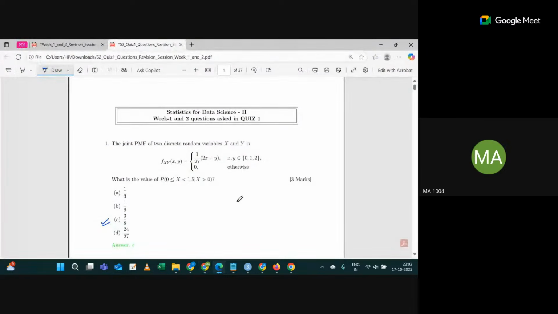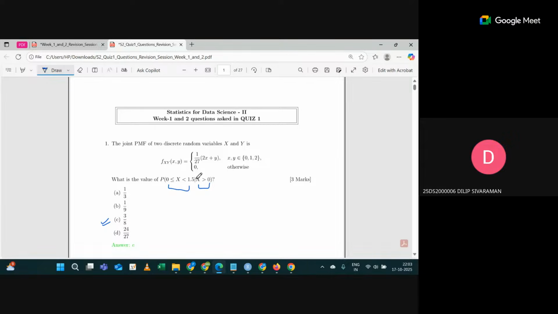Should I start? Sir, should this have been provided y is greater than 0? No, the question is correct. I knew this doubt would be there. See, what you have to observe here is that it's asking about a single random variable. The joint PMF is given to you. You can calculate the marginal probabilities for X, the marginal PMF of X, and then you have to deal with X.